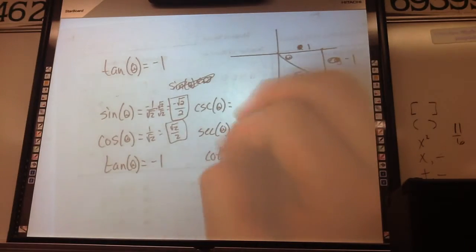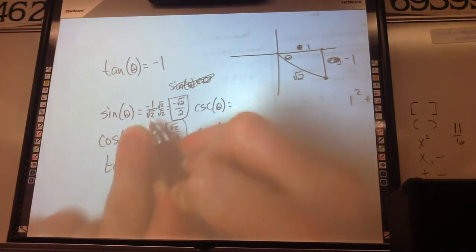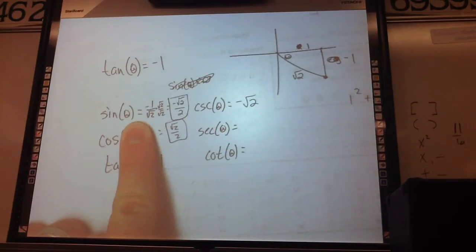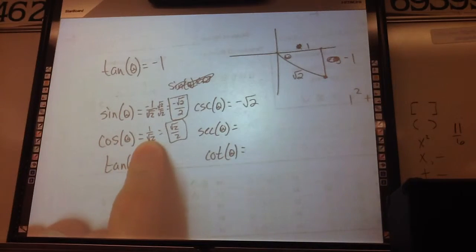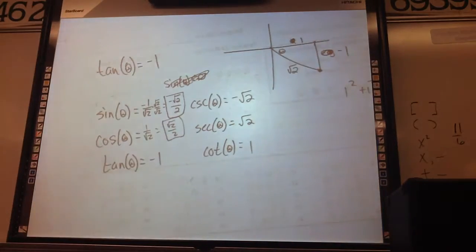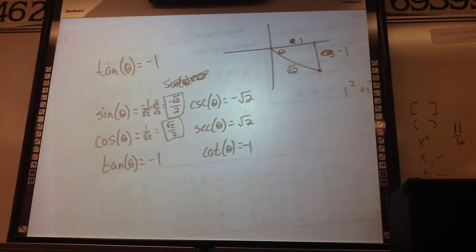What's the cosecant going to be? I would just look at your original one right here. Don't flip that one, the original. It's negative square root of 2. So the secant would be square root of 2, and then cotangent's negative 1. What if your tangent was negative 1? If you flip it, it's still negative 1, because it's 1 over negative 1. Yes, there you go. Got it.